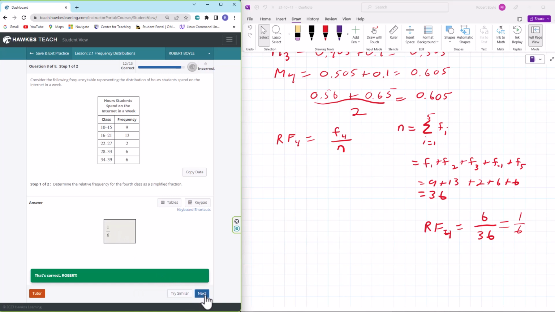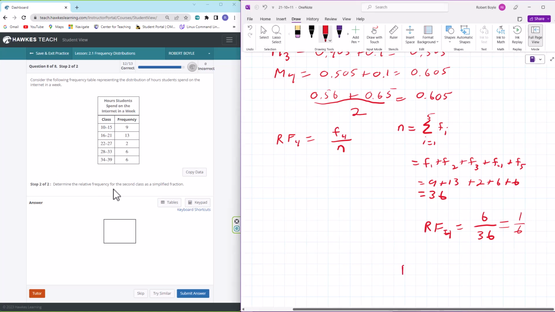All right, now we can move on to our very last problem, and that is to compute the relative frequency for the second class as a simplified fraction. Well, the relative frequency for the second class is going to be equal to the frequency of the second class divided by n, which we know is 36. So this is going to be equal to 13 divided by 36.